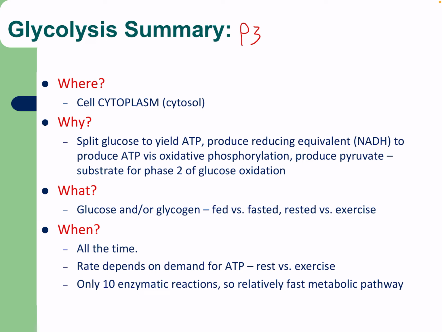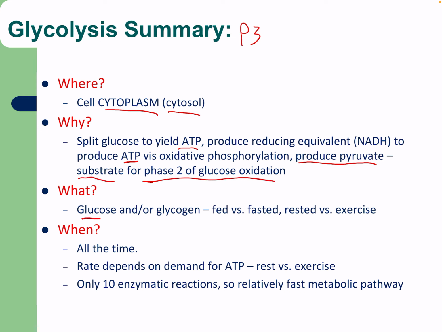Just a quick summary, and we're going to go over certain things we talked about and move into a little more detail. In part 1 we had all 10 steps of glycolysis in detail. In part 2 we looked at a little more of the products and substrates, and today we'll look at pyruvate oxidation as well as the end products. Glycolysis takes place in the cell cytoplasm, or the cytosol. Glycolysis is essentially when we split glucose to yield ATP, producing equivalent NADH to produce ATP via oxidative phosphorylation. Then we produce pyruvate, which provides the substrate for phase 2 of glucose oxidation.